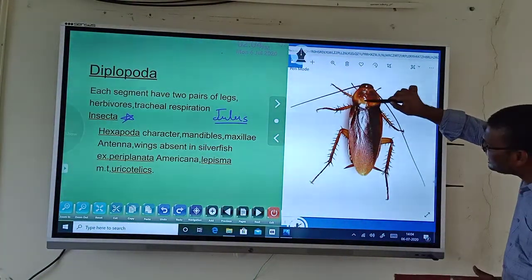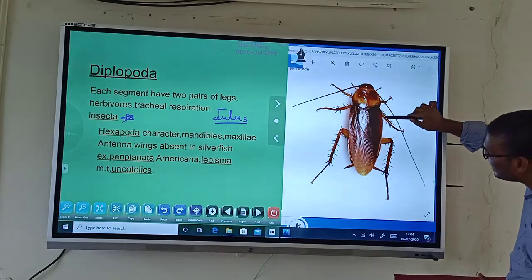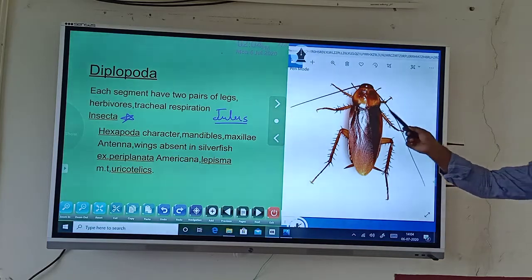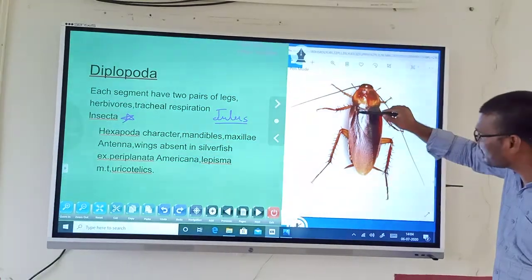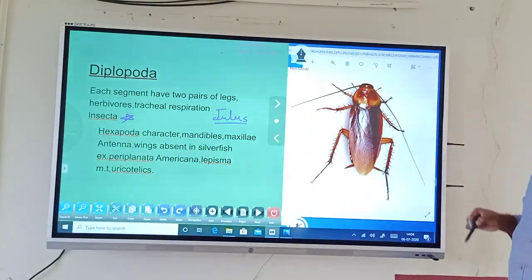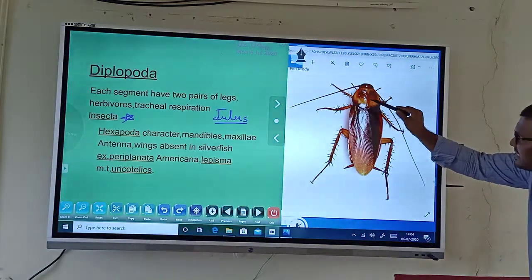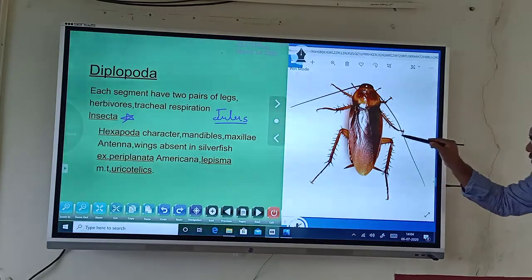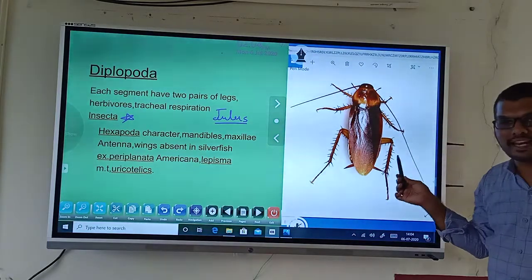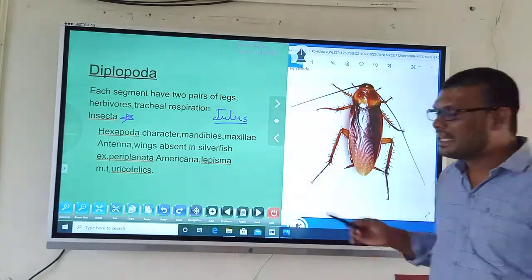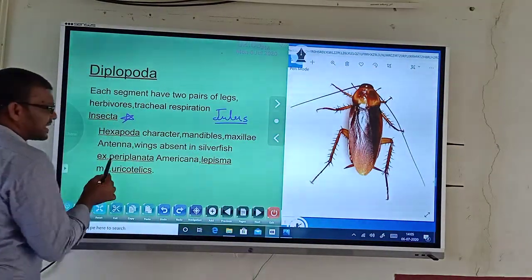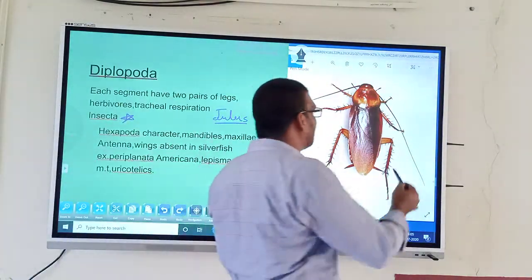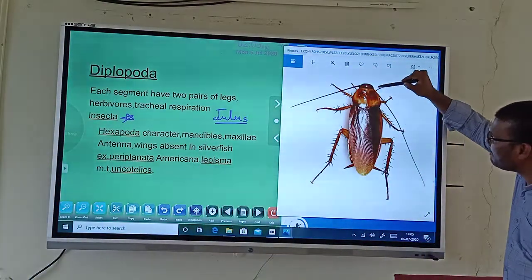Now this part is called the head, this part is called the thoracic region, and this part is called the abdomen. In the thoracic region, three segments are present. 1, 2, 3. Each segment has one pair of legs. One pair. Total how many pairs are there? Three pairs. It means six legs are present. That is a specialized character in insects. That's why it shows Hexapoda characters.